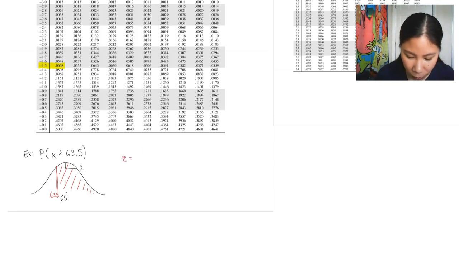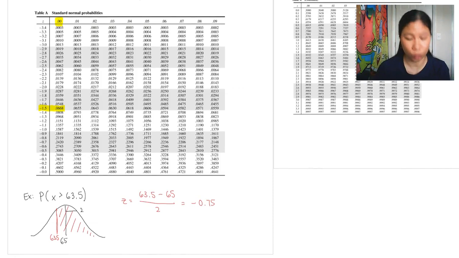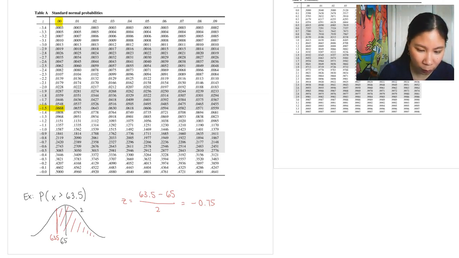So we're going to calculate the z-score of 63.5 minus our mean of 65, divided by our standard deviation of 2. And when you do that, you end up with negative 0.75. Okay, so we have a z-score. Our next step is to use the table. Again, we have a negative z-score, so we're going to use the negative page of the table. For negative 0.75, our first decimal place gives negative 0.7, so we go down the left side column of the z-score table to look for negative 0.7.